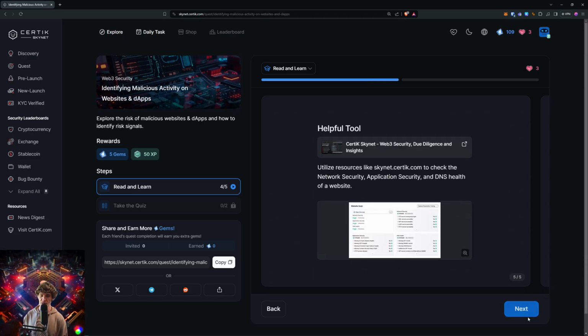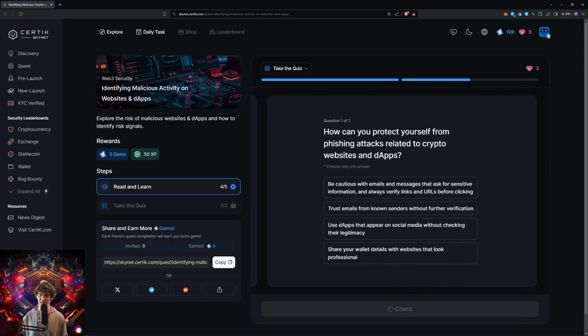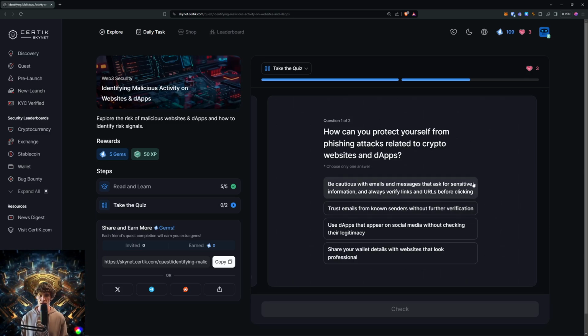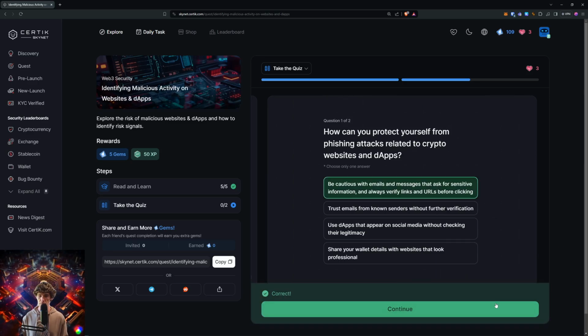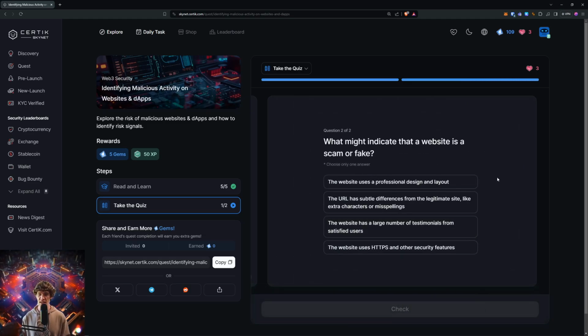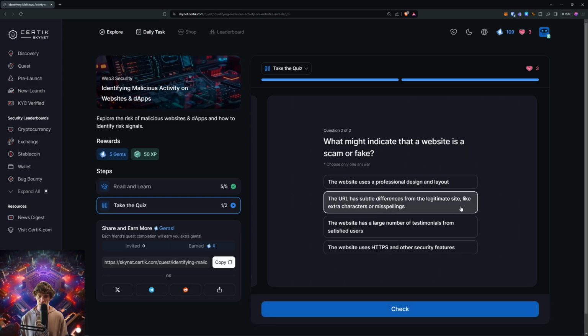Some helpful tools and due diligence and insights. So how can you protect yourself? Be cautious with emails and messages that ask for sensitive information. Always verify links. What might indicate that a website is a scam or fake? The URL has subtle differences from the legitimate site, like extra characters or misspellings.